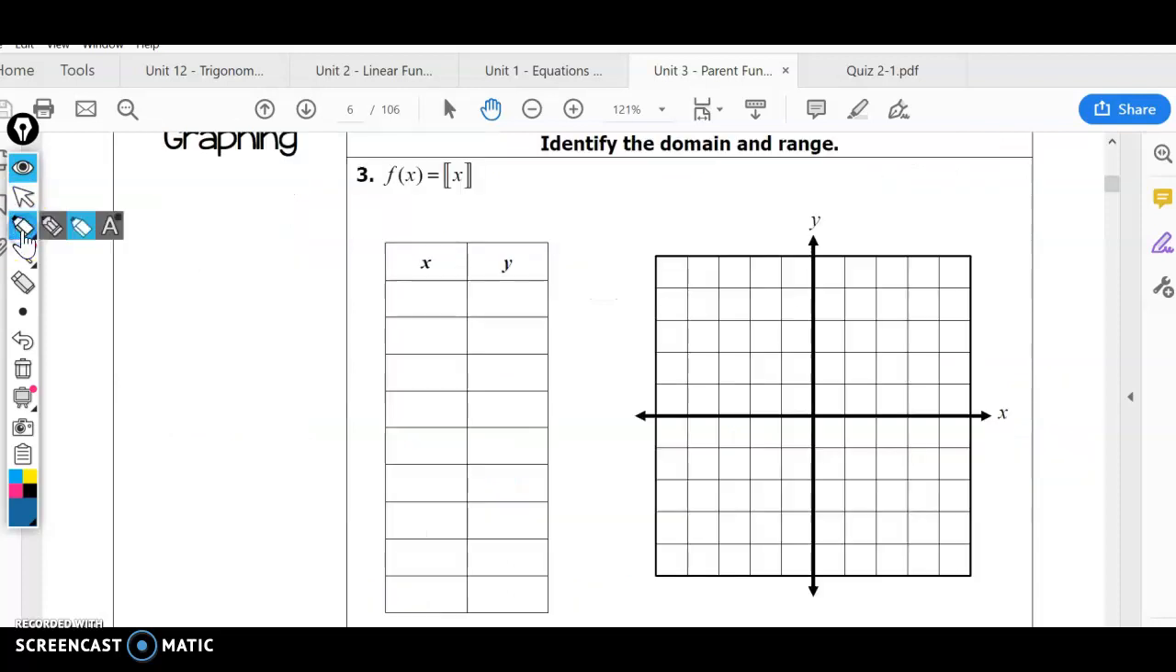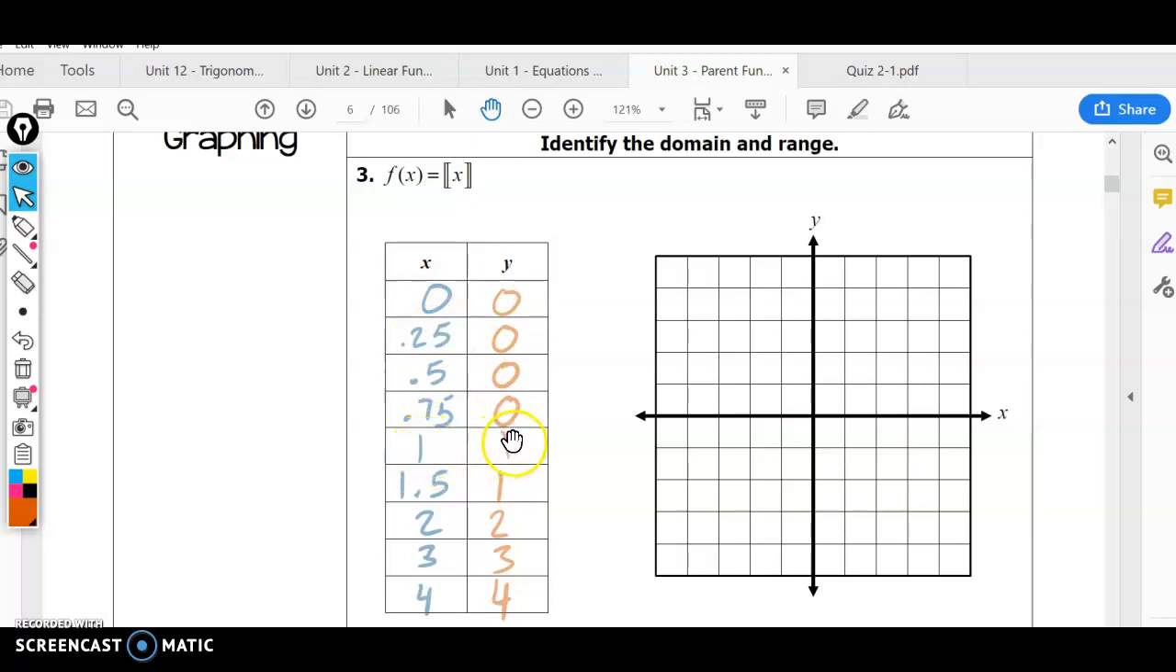Peek at what this graph looks like. I'm going to quickly make a table on the left side with my inputs and outputs. So I'm going to input a bunch of x's and output to see what the y's are. And then we're going to talk about the graph. So I inputted 0, got 0, inputted 0.25, rounded down to get 0. Same thing with this. If I input 1, it's still 1. If I input 1.5, rounds down to 1. Input 2, you get 2. Input 3, you get 3. Input 4, you get 4.